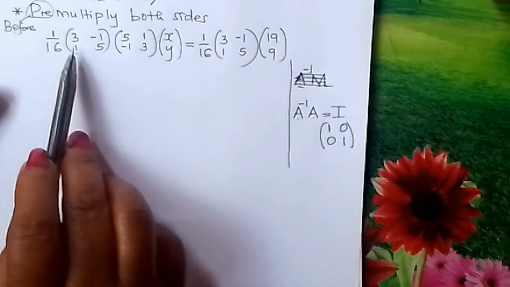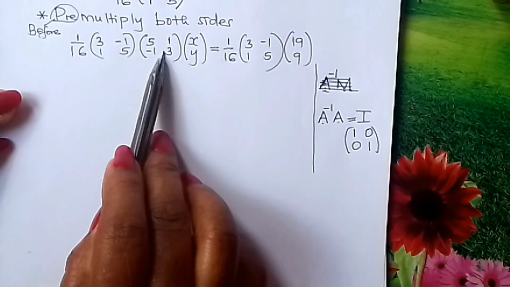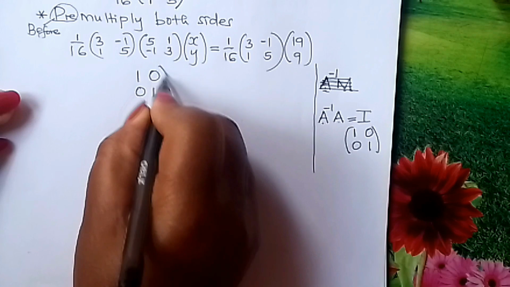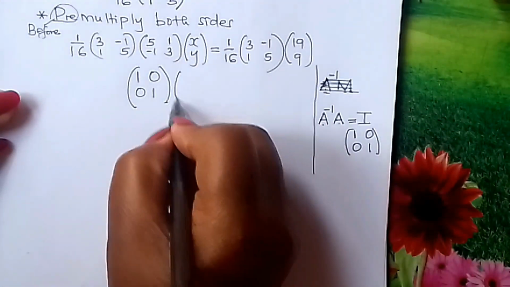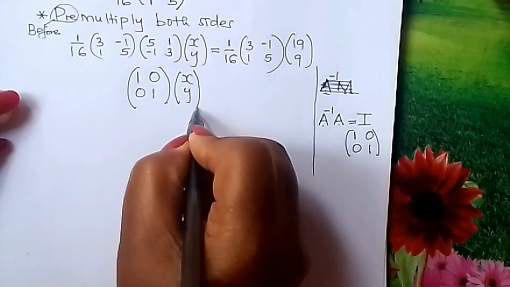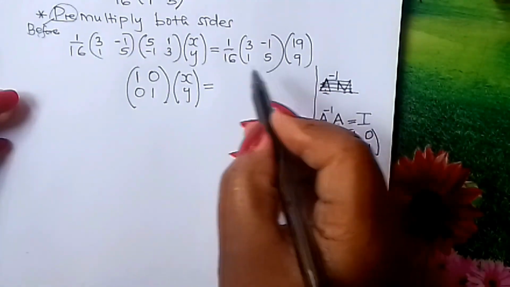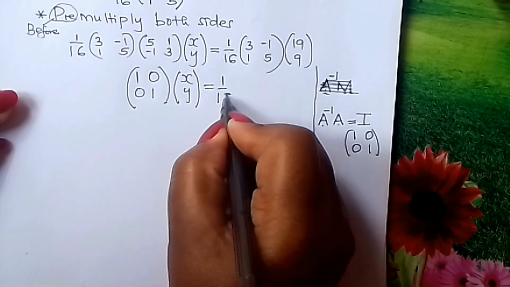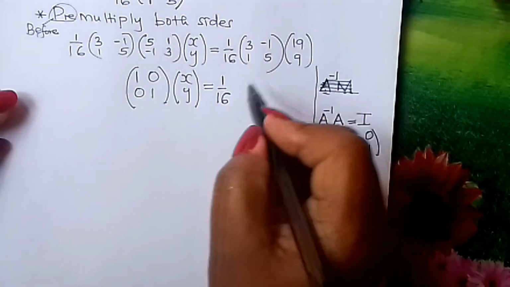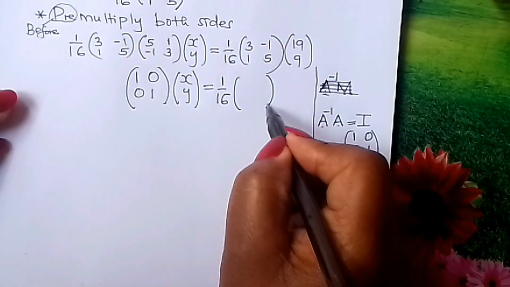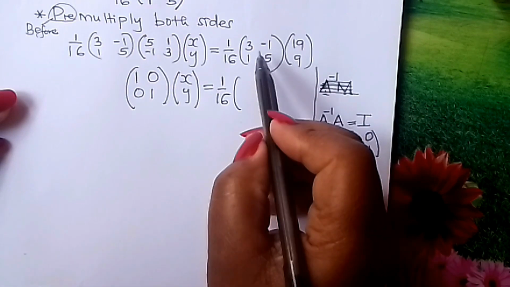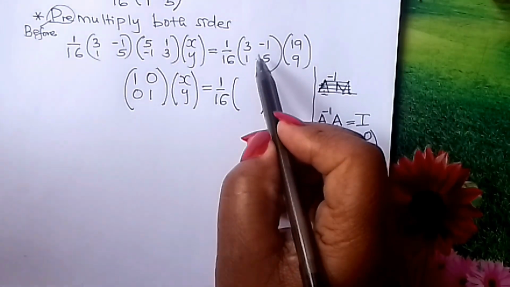So you come here, you don't need to keep on multiplying these two, because you will finally get an identity matrix. There we are. So you multiply it with xy is equals to what? On this other side, do the multiplication. First, write the fraction outside there. Then you multiply these two matrices. Okay? So how do we go about this?